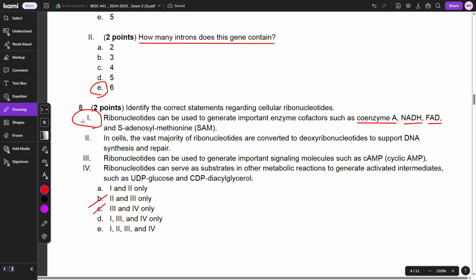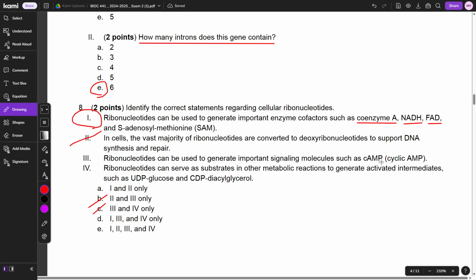So those are gone. In cells, the vast majority of ribonucleotides are converted into dNTPs to support DNA synthesis and repair. Don't know about that one, guys. Remember that you have way more normal NTPs than dNTPs. You only ever need dNTPs at one point in the cell's life, really, for replication. Anything outside of that, heck no, right? Remember, your body's main source of energy is ATP. That alone probably outcompetes all of the amount of dNTPs you have. So I would say that this is probably not true.